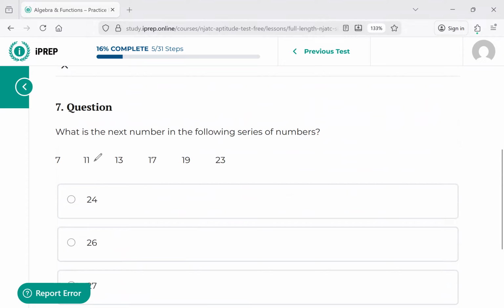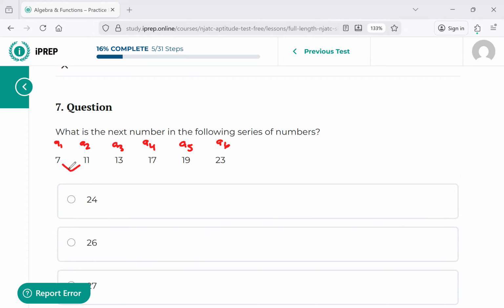Let's do 7. What is the next number of the following sequence? So here we have 7. Let's see, here's the first term, second, third, fourth, fifth, sixth. Let's see if we have a common difference or some kind of pattern related to a common difference.